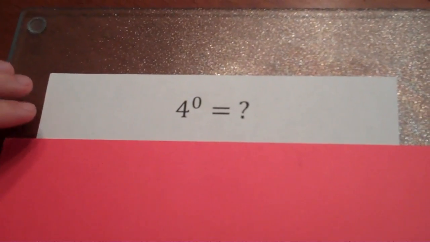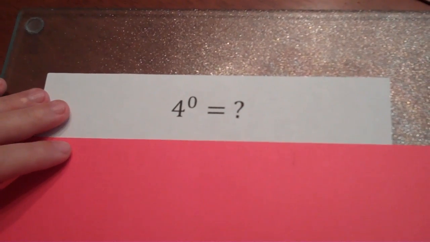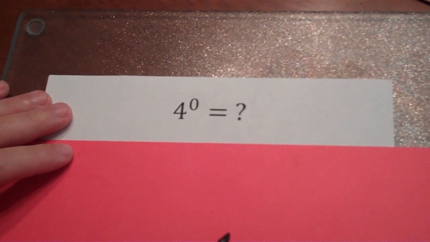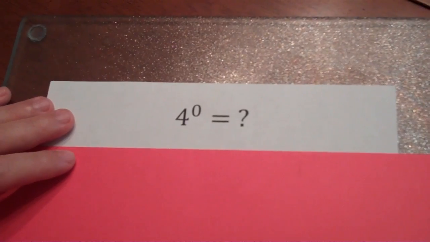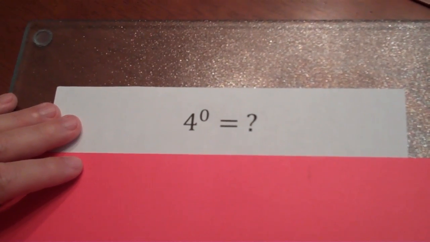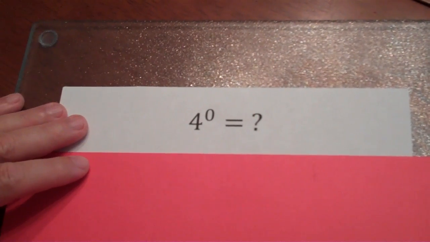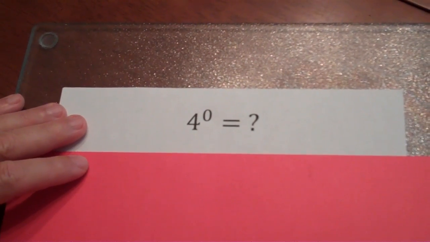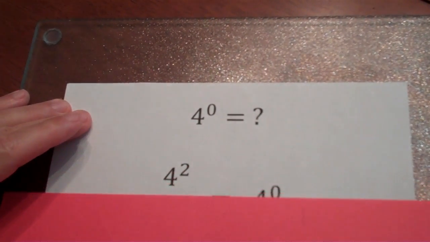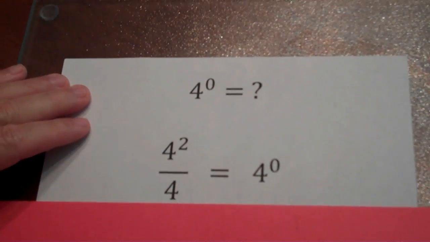Let's take a look at another problem, and another principle, frankly. What if we had 4 to the 0 power? What would that equal? Well, what we're saying is that I have no 4's all multiplied together. In other words, I've got nothing. Well, what is nothing when you're multiplying? How could I even end up with 4 to the 0 power?